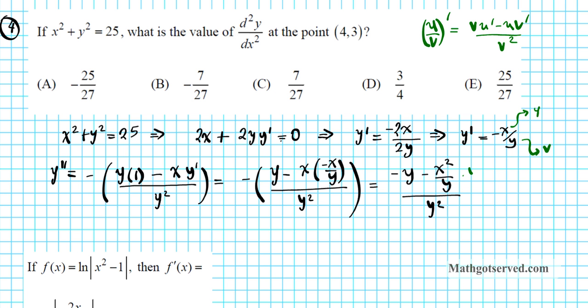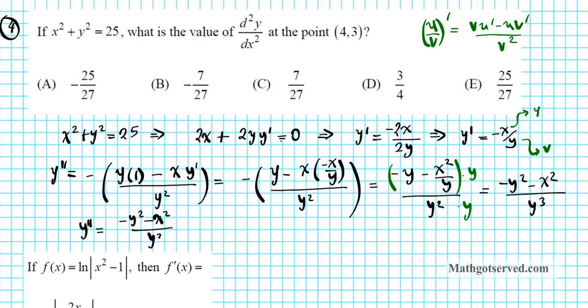Okay? Now to eliminate this fraction in the numerator, I can multiply the numerator and the denominator by y. So times this by y, times that by y, and distribute. Because we're multiplying this entire numerator by y, that gives us negative y squared minus x squared over y to the third. All right? So this is an expression for y double prime: y double prime is equal to negative y squared minus x squared over y to the third.